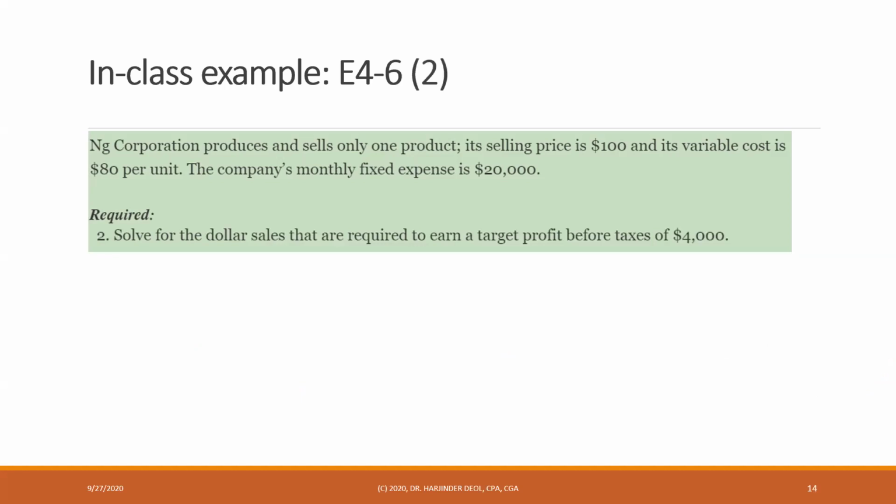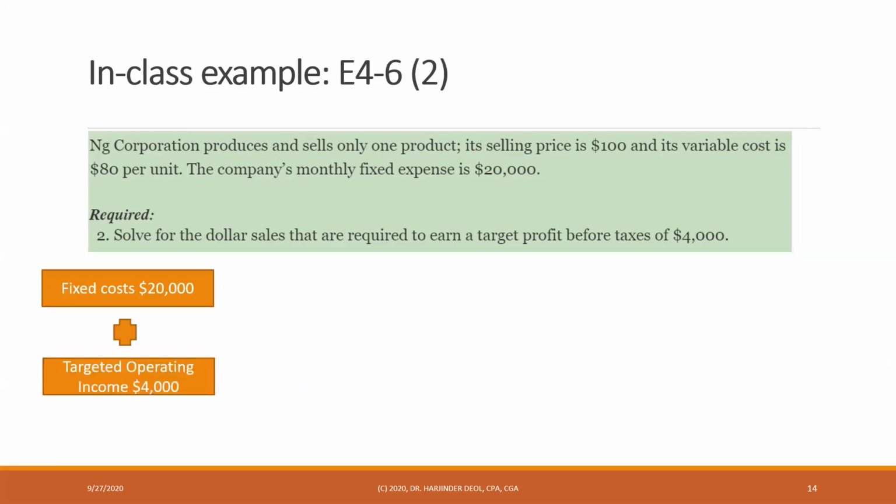Now with the same example, we are solving for the dollar sales that are required to earn a targeted profit before tax of $4,000. Our fixed cost hasn't changed. Our fixed cost is still $20,000, but now we are targeting an operating income of $4,000. So our contribution margin total has to be 20,000 plus 4,000, which gives us 24,000.